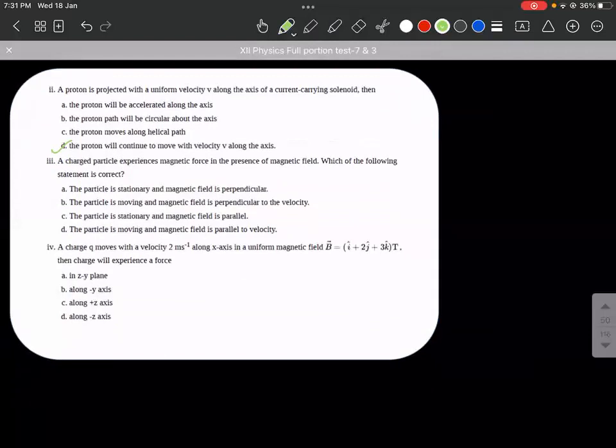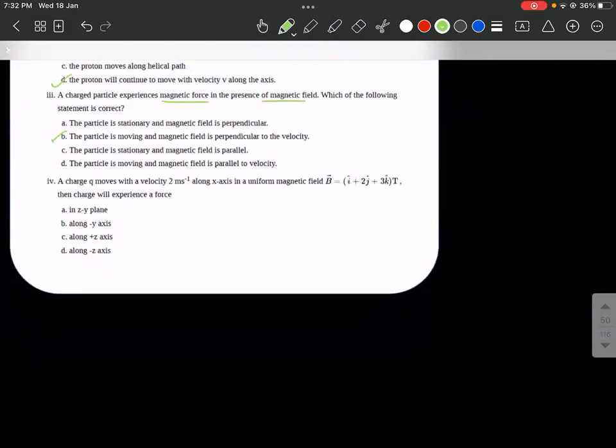A charged particle experiences a magnetic force in the presence of a magnetic field. Which of the following statements is correct? Option B: the particle is moving and the magnetic field is perpendicular to the velocity. Correct.